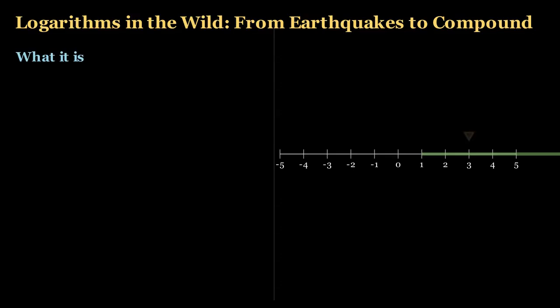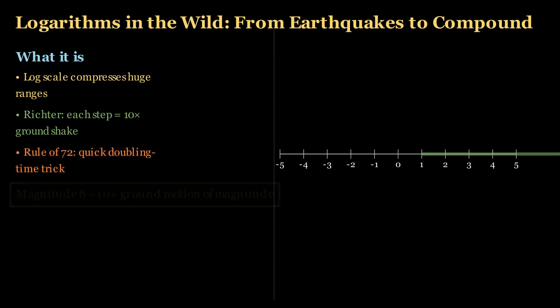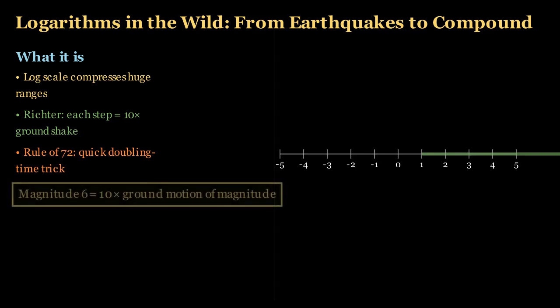We've already seen that a logarithm is the inverse of an exponent. It asks, what power did we raise the base to? Now we're going to see why that's so useful in the real world. A logarithmic scale takes numbers that span an enormous range, like the energy of earthquakes or the growth of money over decades, and squashes them down into small, manageable numbers.